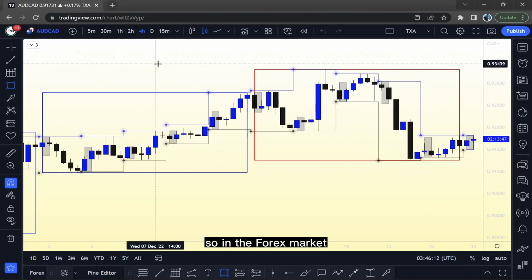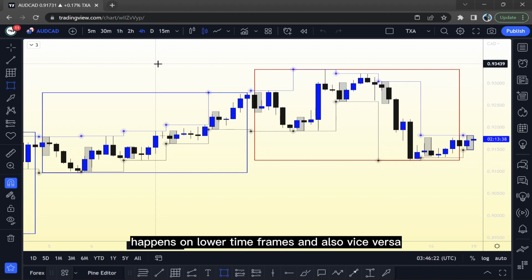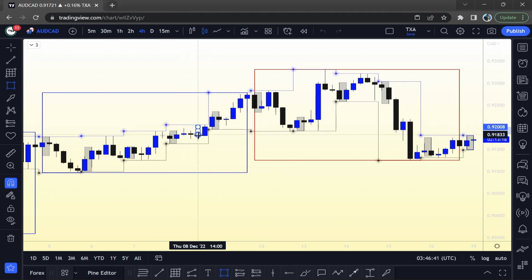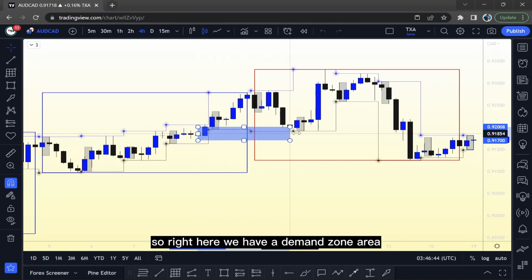So in the Forex market, we have higher time frames and lower time frames. What happens on higher time frames happens on lower time frames, and also vice versa. So everything in Forex is pretty much relative. So let's mark out a random demand zone in the Forex market. So right here we have a demand zone area.